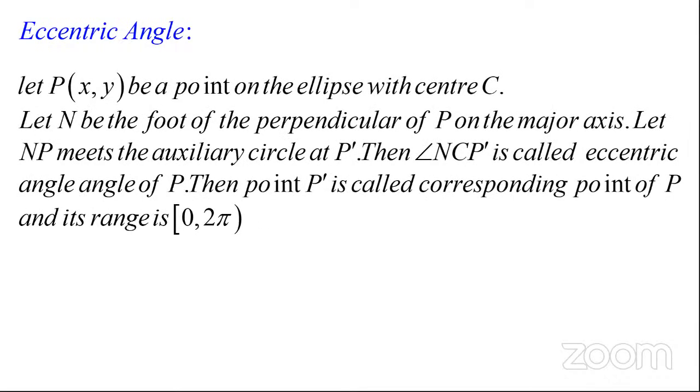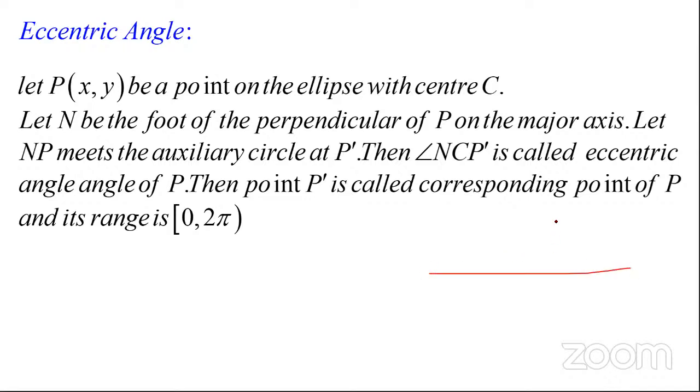Eccentric angle, the most important topic. Let P(x, y) be a point on the ellipse with center C, and let N be the foot of the perpendicular from P on the major axis. Let NP meet the auxiliary circle at P dash. Then angle NCP dash is called the eccentric angle of P. Point P dash is called the corresponding point of P, and its range is 0 to 2 pi.